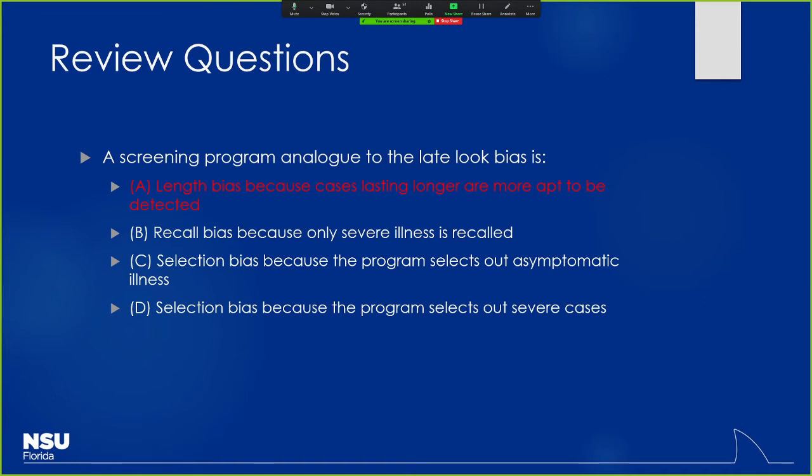And then remember, selection bias is more of an issue when patients get sent to specific groups in a study, especially when they're able to choose which group they go to. That's when you run into some issues.